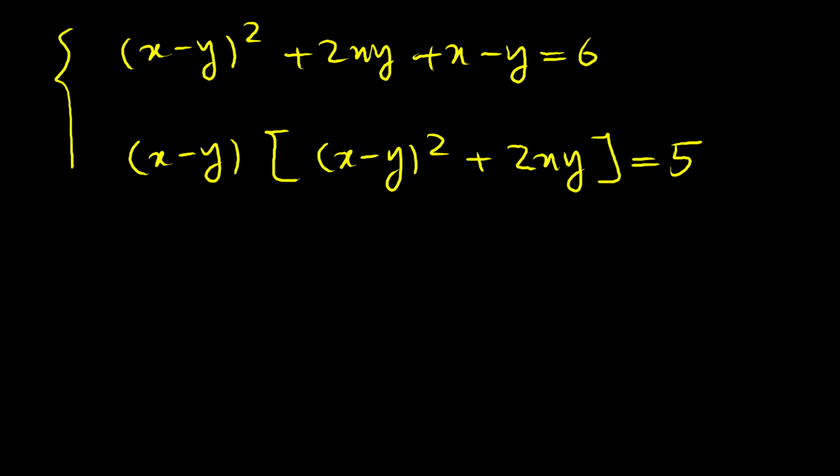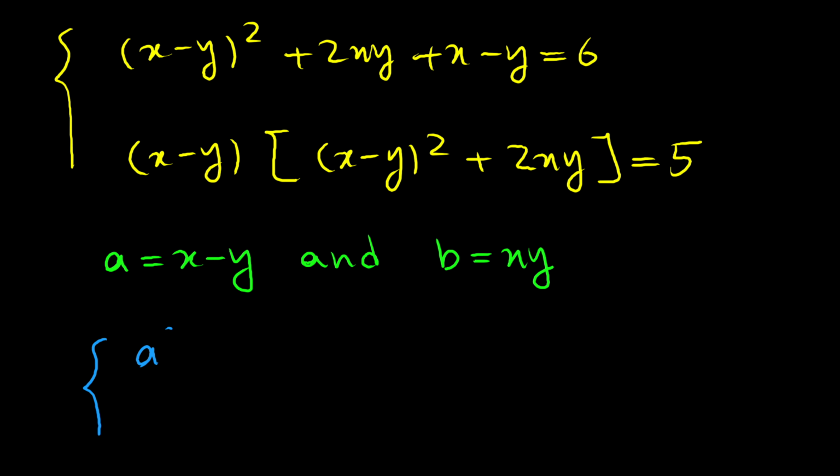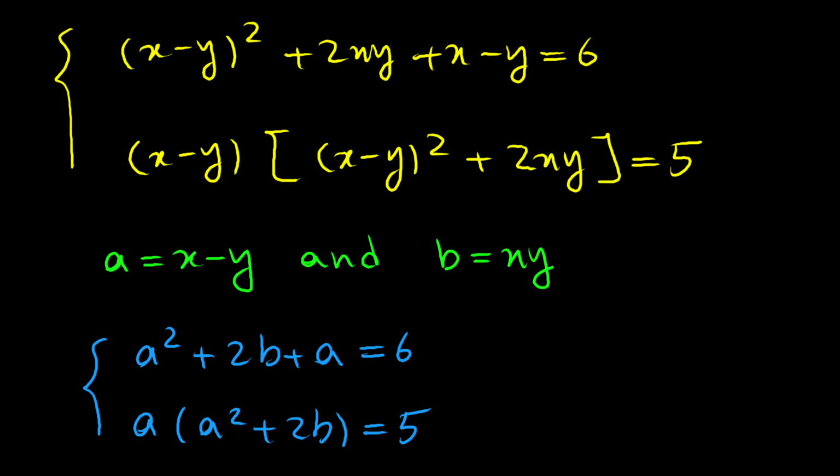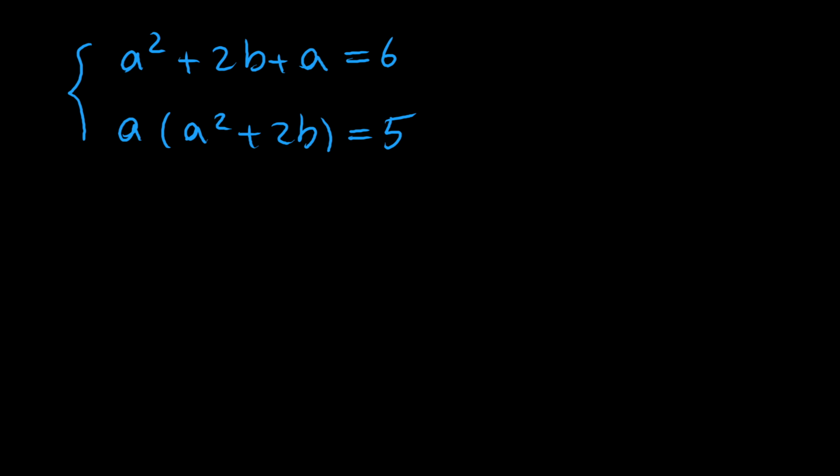Now, looking at these two equations, we can see that they have one thing in common, and that is on the left-hand side, we only have x minus y and x times y. So let's go ahead and use the substitution method, and let's say that a equals x minus y, and b equals x times y. In this way, our system of equations is going to be equivalent to a squared plus 2b plus a equals 6, and a times a squared plus 2b equals 5. So this is a much simpler system of equations that we can solve. So let's go ahead and solve for a and b.